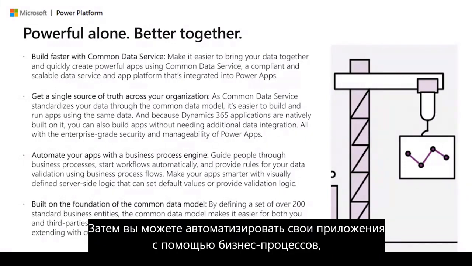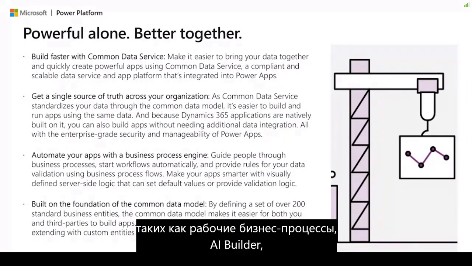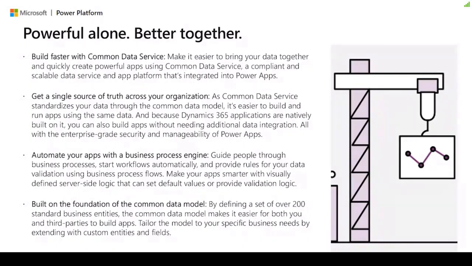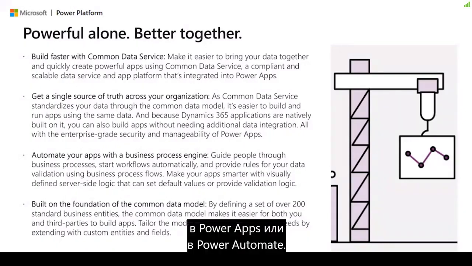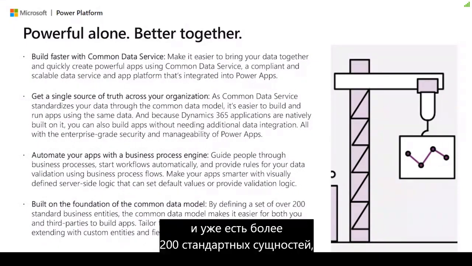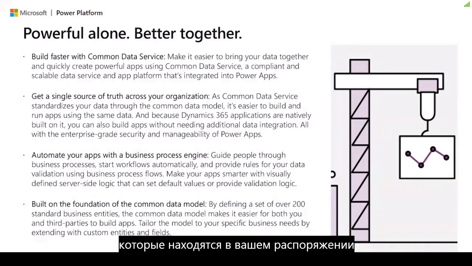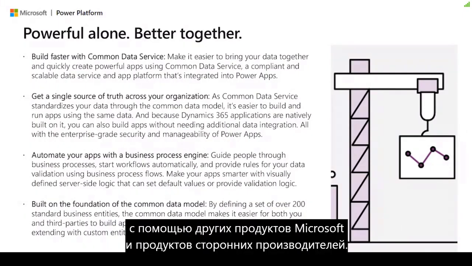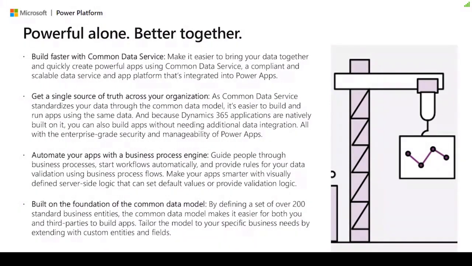And then you can automate your apps with business processes like a business process workflow, AI Builder. All of those components can be embedded in your Power Apps or in your Power Automate. And when everything is built on the foundation of the Common Data Model, well, you already have over 200 standard entities that are put at your disposal that you don't have to recreate. So it makes your integration project much easier with other Microsoft products and non-Microsoft products.